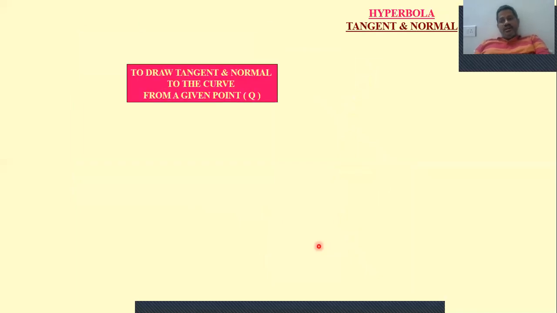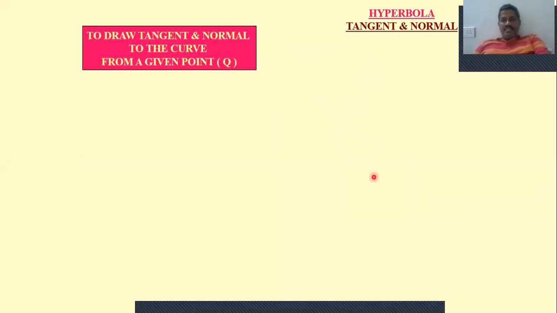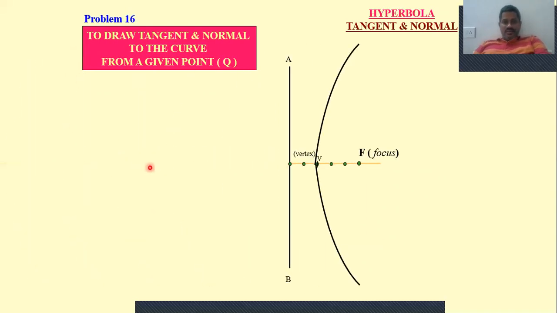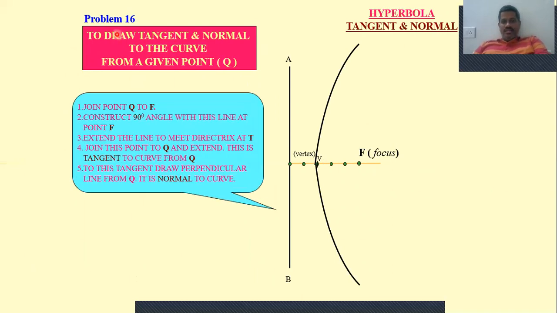Similarly, how do we draw the tangent and normal to the hyperbola? Now let us see, take a hyperbola. As I said just now, the vertex lies just more than half to the left side in the case of a hyperbola. Now take a point on this curve and name that point Q.